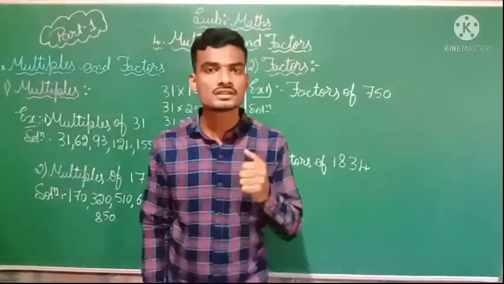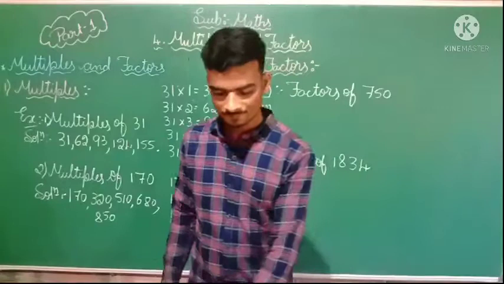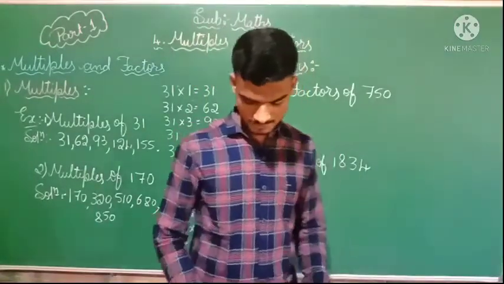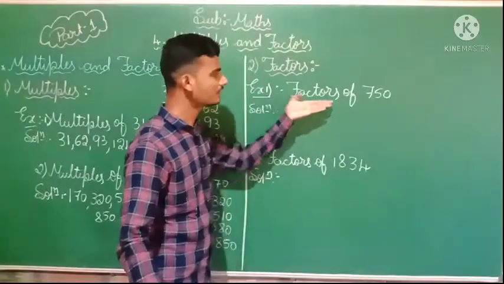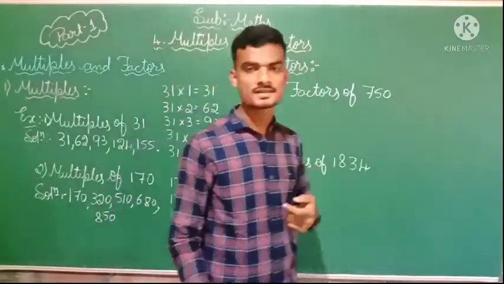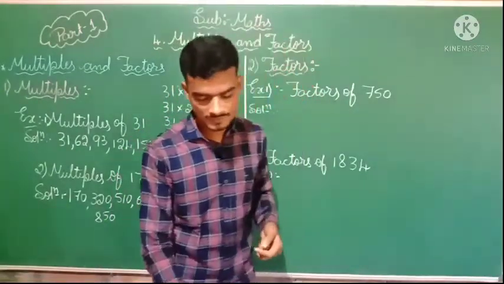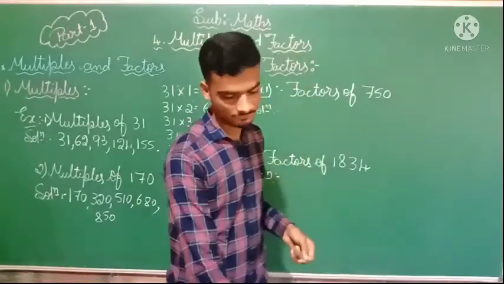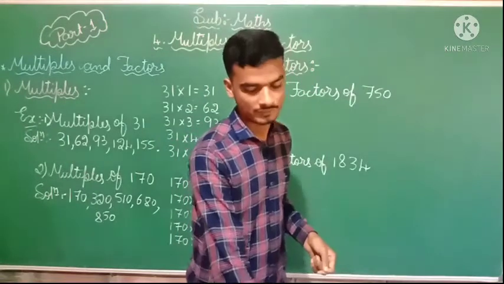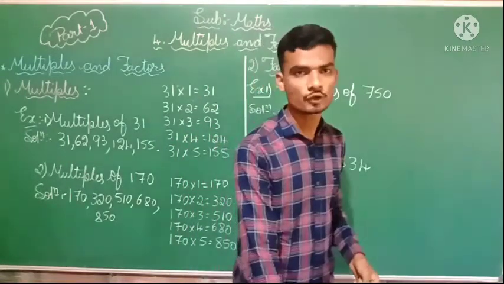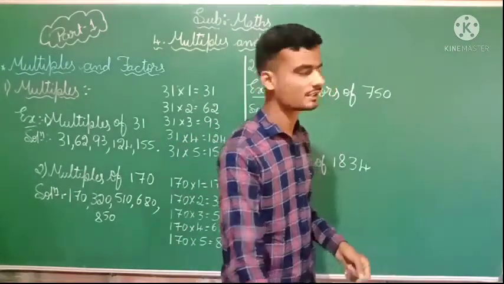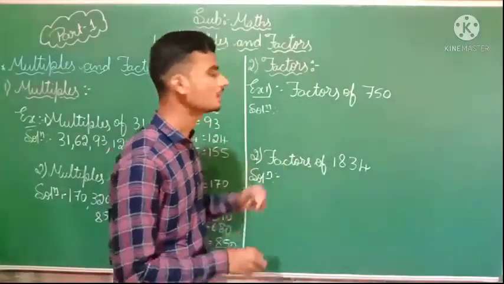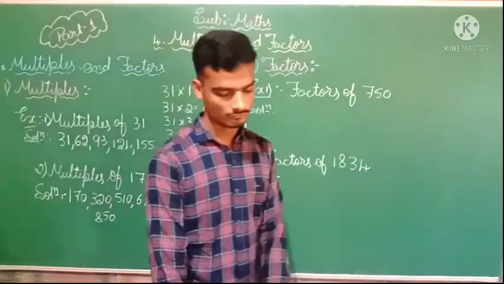Now how will the questions arise? The questions will arise in this way: factors of 750. This is also a question I have taken from your exercise 4.1 B main, second question, 750. Now, how to find the factors of 750? You have to know that well.